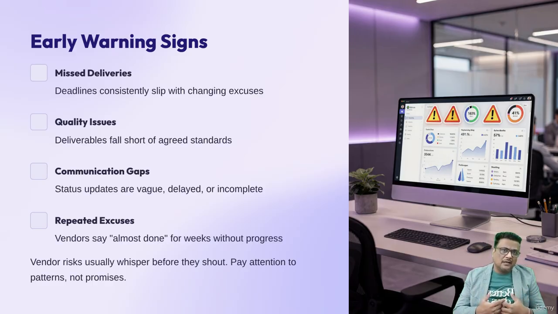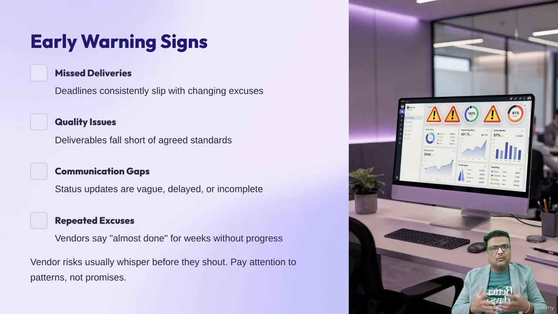If status updates are always vague or delayed, that's a warning sign. I've seen vendors say, "We are almost done" for weeks. You probably experienced this frustration too. Stay with me here. Vendor risks usually whisper before they shout. So now that we understand how these risks appear, the next question is how we identify them early during planning.